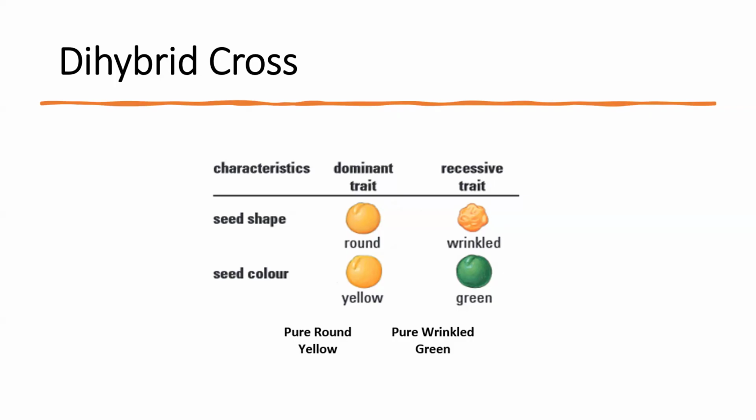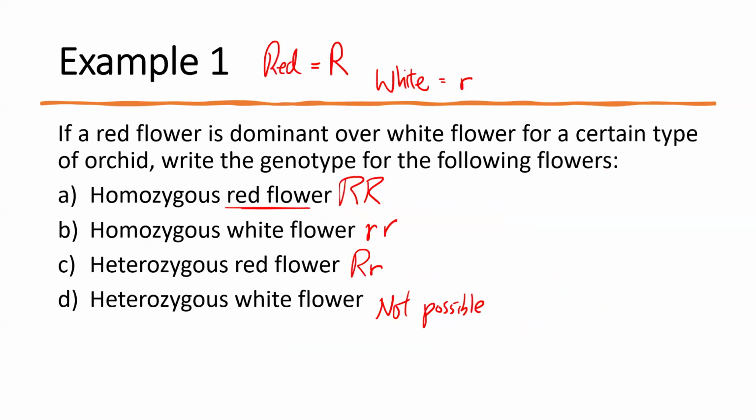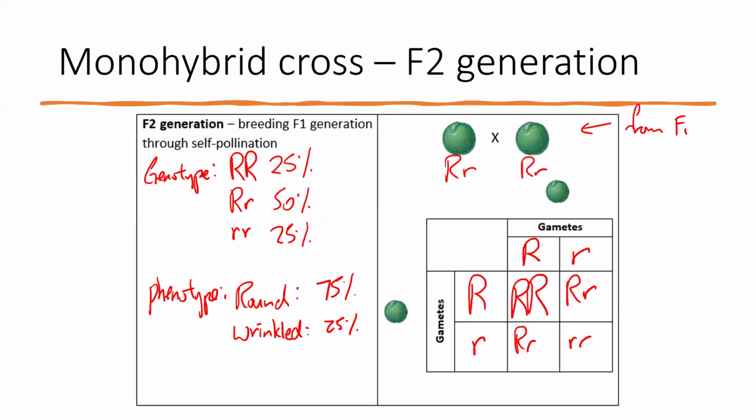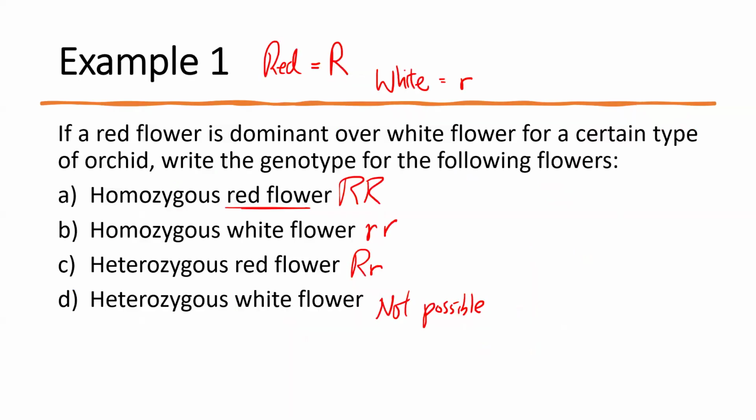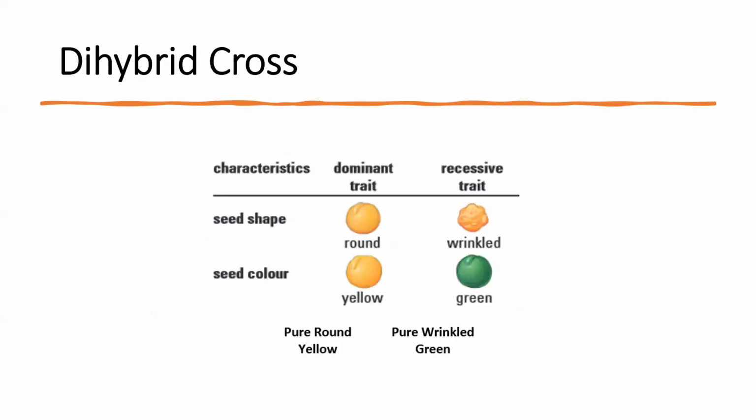Pay attention. The stuff we have been doing so far is called monohybrid cross. Mono is what number? 1. So we have only been tracking one character. Round and wrinkled, that's one character. Red and white, that's one character. Now we're going to be doing dihybrid crosses, so we will be tracking the shape as well as the color.